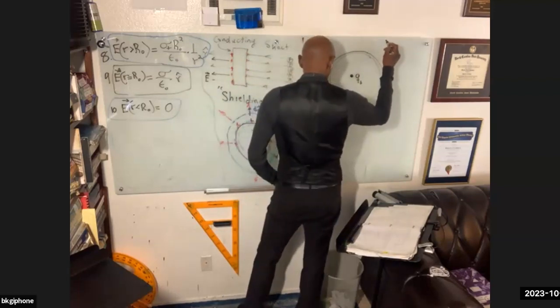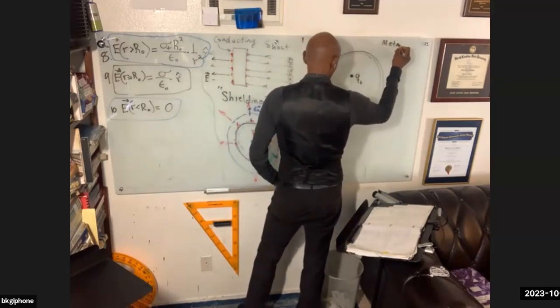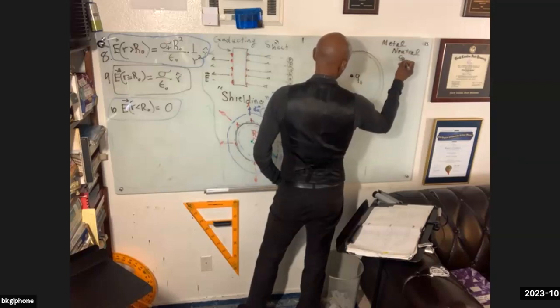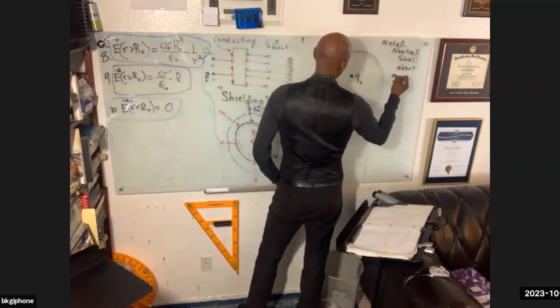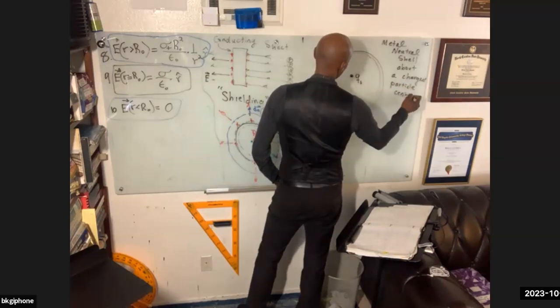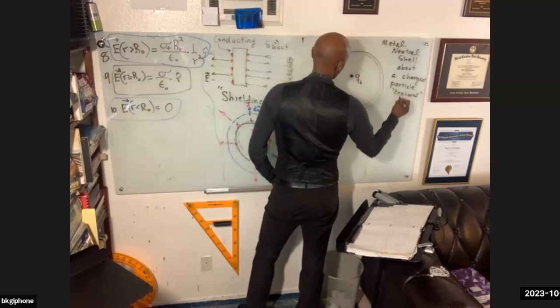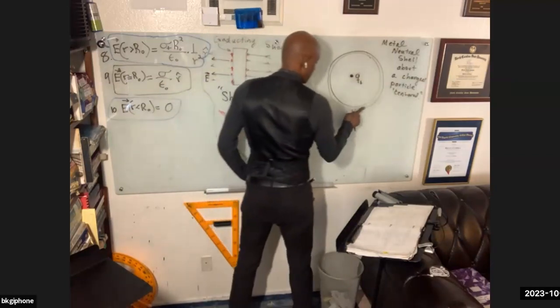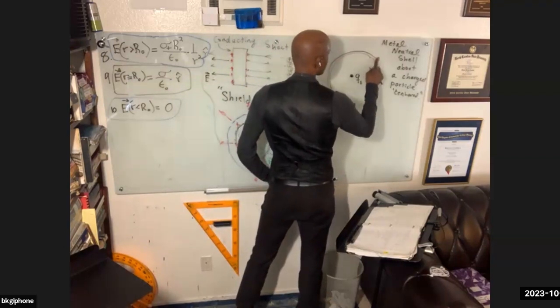So again, a metal neutral shell about a charged particle, a centered charged particle. Talk about what happens. Let me make this surface a bit thicker so I can work easily.